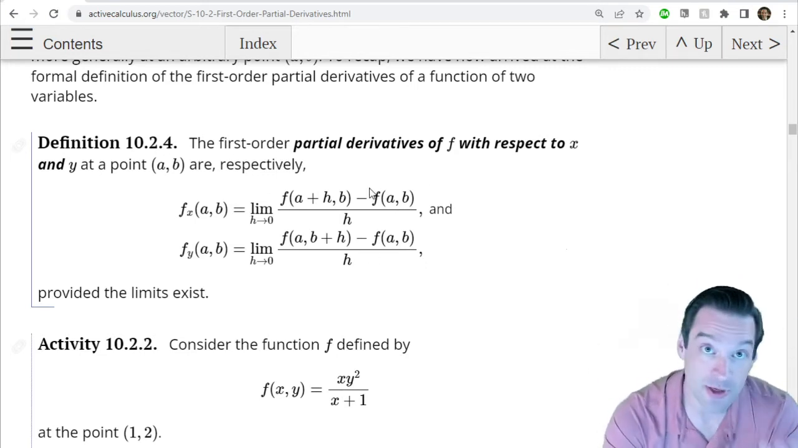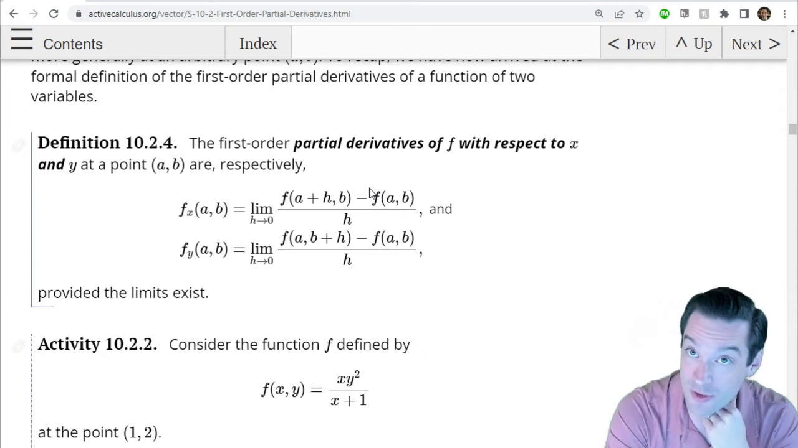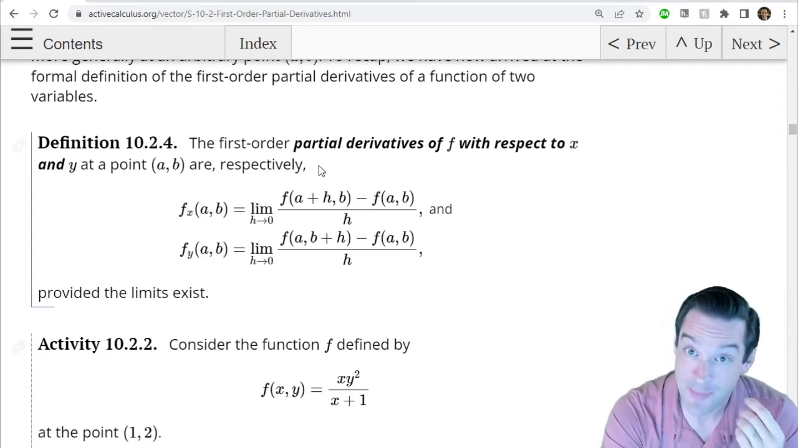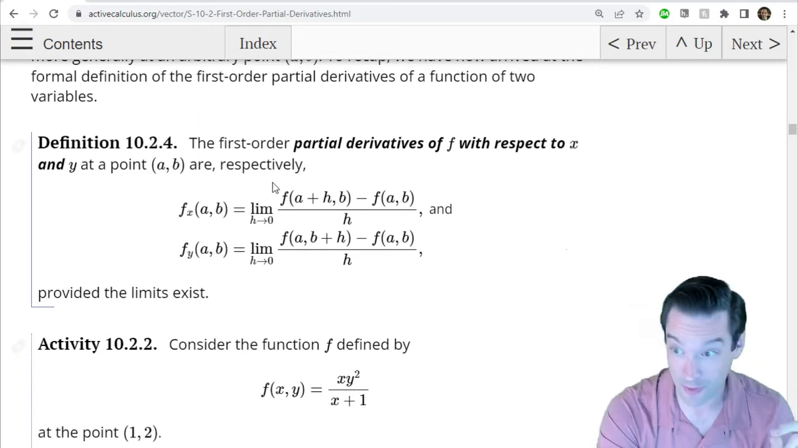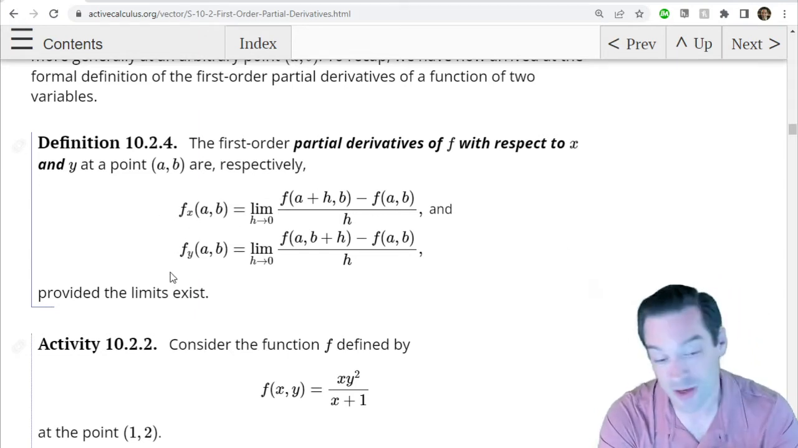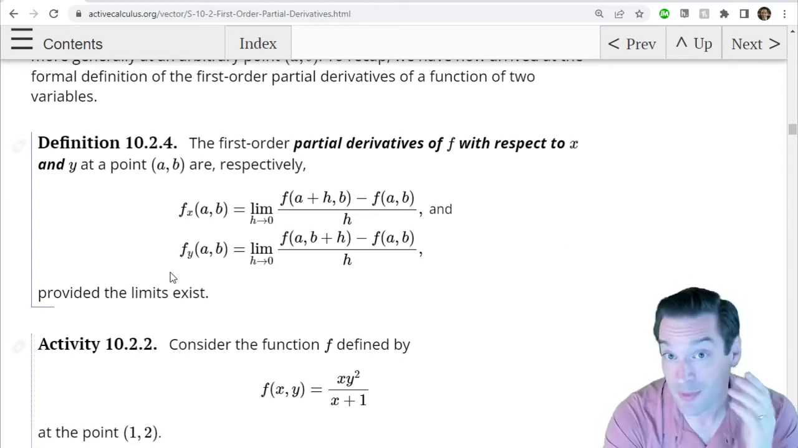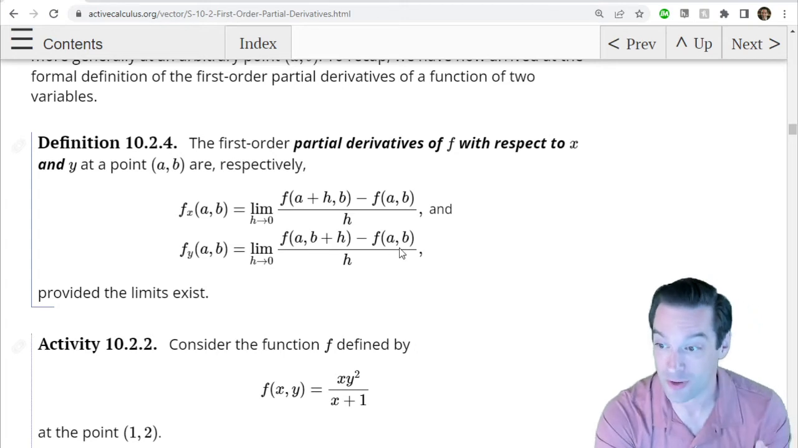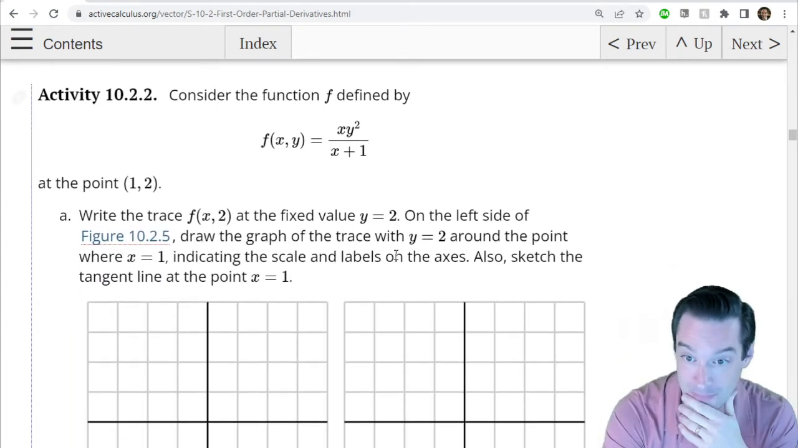And so I get the ordinary notion from single variable calculus of a derivative. It's just that my y variable is being treated like a constant, and my x variable is being treated like a variable when I compute the x-coordinate partial derivative. Conversely, if I compute the y-coordinate partial derivative, I'm going to treat the x variable as though it's a constant, and I'm going to let the y variable act like a variable.